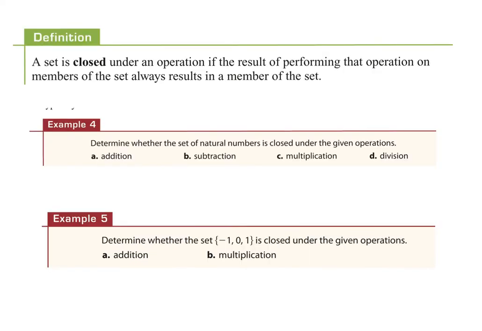All right, let's look at this definition. A set is closed under an operation if the result of performing that operation on members of the set always results in a member of the set. What does all of that mean? It means if I were to add or subtract, will I stay in the same set of numbers?